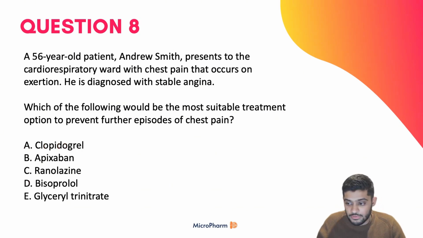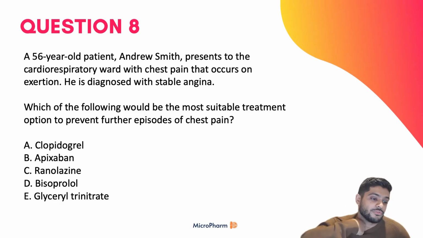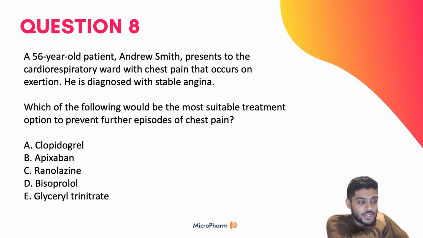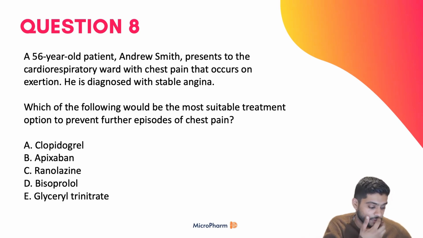Let's move on to the final question. So the final question is a 56-year-old patient, Andrew Smith, presents to the cardiorespiratory ward with chest pain that occurs on exertion. He is diagnosed with stable angina. Which would be the most suitable treatment option to prevent further episodes of chest pain? So remember, this is prophylaxis of him having another attack of his angina. So for number 7, it was Addison's disease that was not a side effect associated with corticosteroid use.